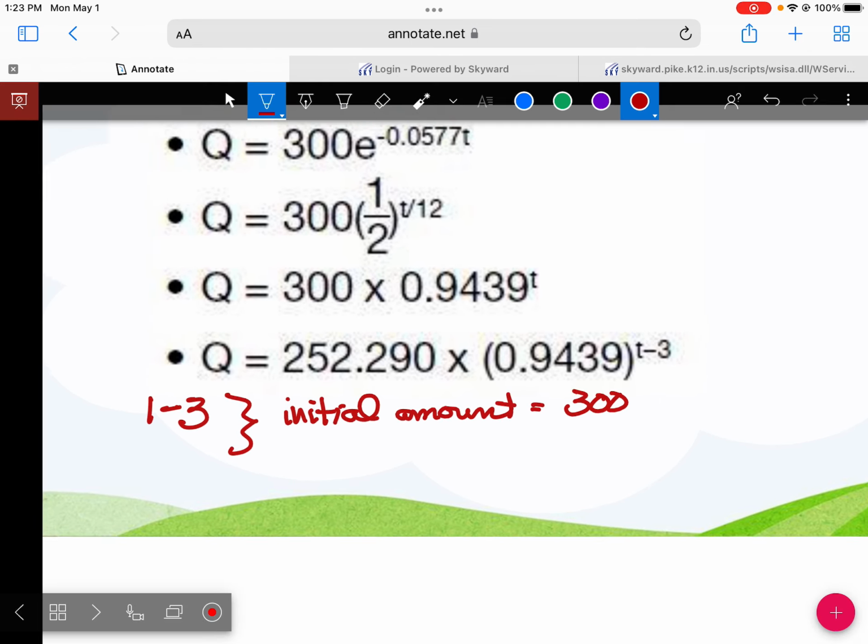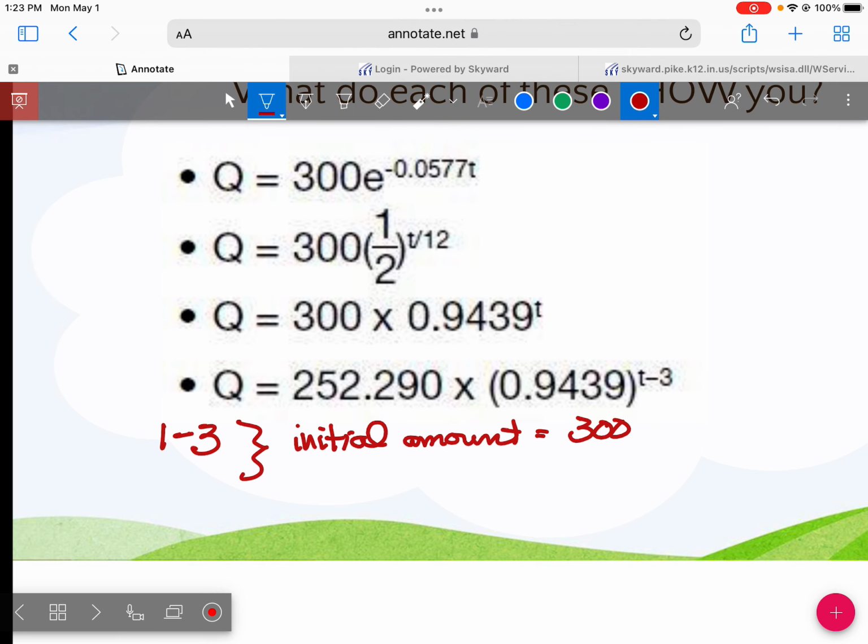What else can we determine, if anything? Look at equation 3. So this one right here. What can we determine there?